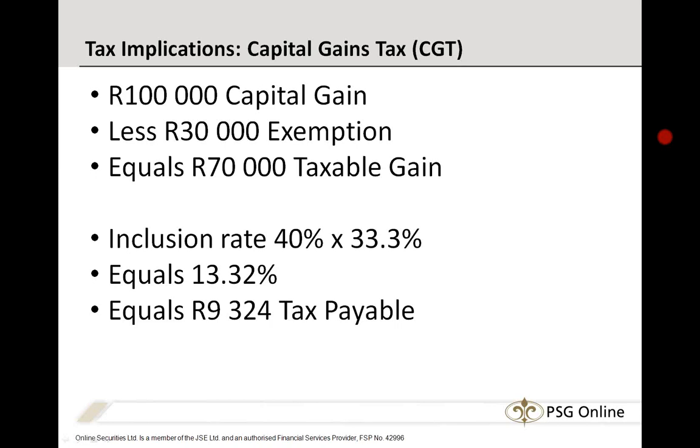So SARS, or the receiver, works with what they call an inclusion rate. It used to be 25%. They've bumped it up now to 33 1/3. So depending on your income tax bracket, let's take the highest here, 40%, times 33 1/3% of your taxable gain. In this situation, the maximum you'll be paying is 13.32%. That, as a percentage of your 70,000, equates to 9,324 Rand. So you make 70,000 Rand profit, but 9,000 Rand has to go to the receiver.